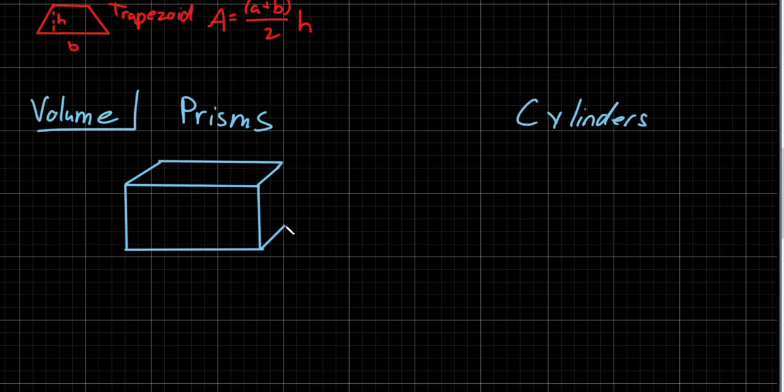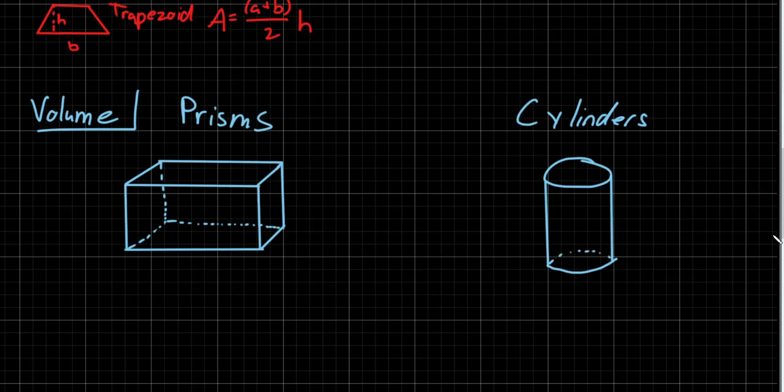Vincent, what's your favorite 3D shape so far? A cube? Okay, that's a prism. Raylene, what's your favorite 3D shape so far? Triangular prism? Okay. I can draw this pretty well, I feel like.